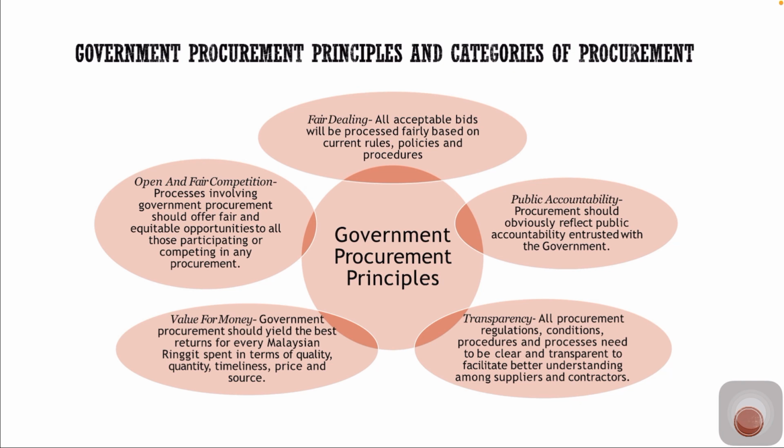Next, value for money, ataupun kita kata nilai faedah yang terbaik. So government procurement should yield the best returns for every Malaysian ringgit spent in terms of quality, quantity, timeline, price and also source. So secara tak langsung sebenarnya kerajaan perlu membuat perbandingan secara keseluruhan dari segi harga, kualiti and also cost. Ini adalah perkara-perkara yang kerajaan perlu buat research dulu sebelum diorang buat pembelian.